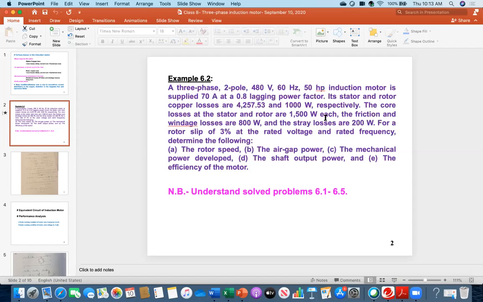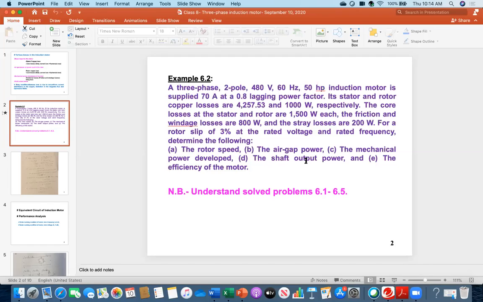And then you see the friction and windage losses are 800 watt and the stray losses 200 watt. For a rotor slip of 3% at the rated voltage and rated frequency, determine the following. First question, what is the rotor speed for this motor?